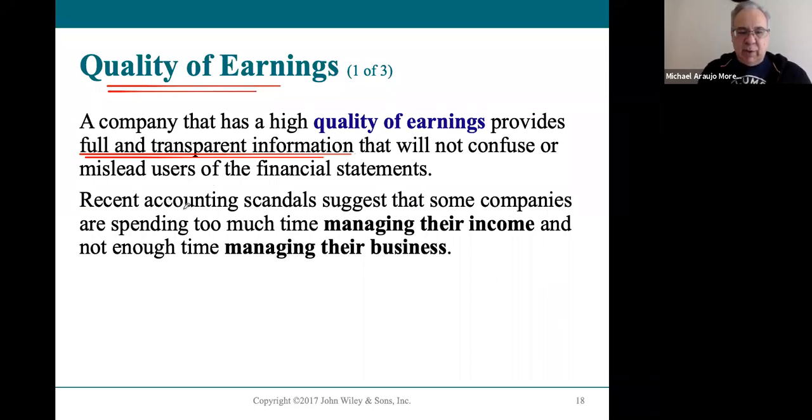Unfortunately, with accounting scandals and pressure to be profitable every quarter, every year, a lot of companies spend too much time managing their income statements than their actual business. It's a criticism here, because they want their financial statements to look good, but that sometimes means something that's not full or transparent.